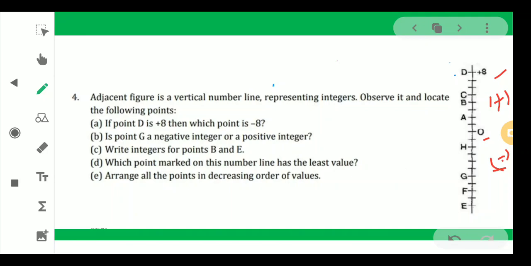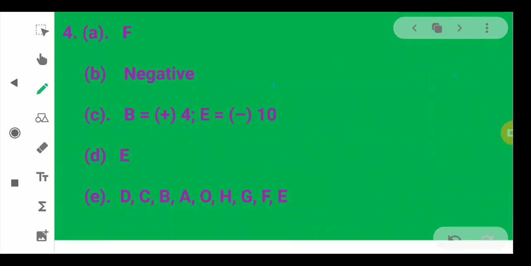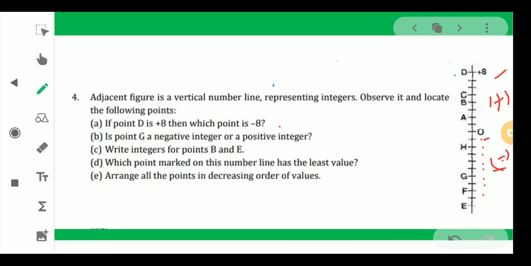Now if point D is +8, then which point is -8? Now we have to see which point will be -8. So definitely it will be down of the 0. So from 0 we are starting. So 1, 2, 3, 4, 5, 6, 7, 8. So we are watching that this is F. This is the F point which is at -8. So the F point is at -8. By counting we can see here on the number line.